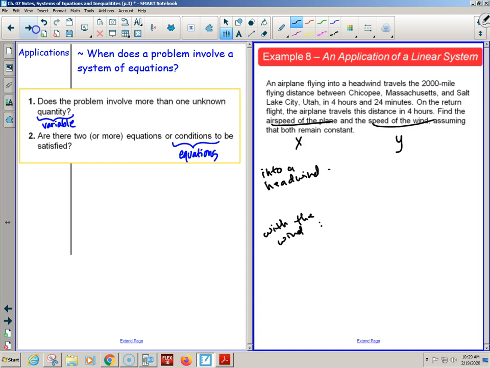Takes longer, slows it down. Do you see it? So when it says into a headwind, that means you are pushing. It's like you're trying to swim upstream, right? Or like you're trying to run into the wind. It's going to be harder. The plane is flying directly against the wind. So into a headwind, they're working against each other, or opposite each other. And then if you turn around, if everything stays constant, now all of a sudden they're working together, right? So I can say they're working opposite and then they're working together. The wind is slowing it down or the wind is speeding it up.